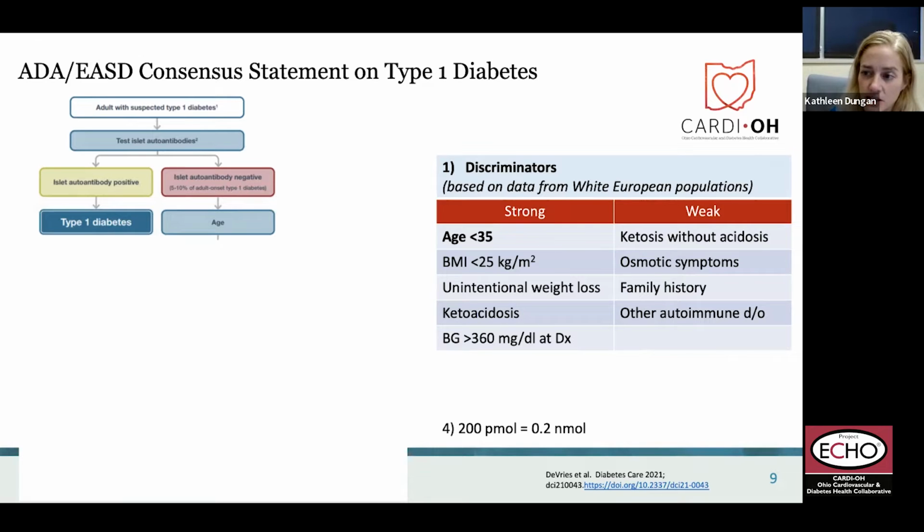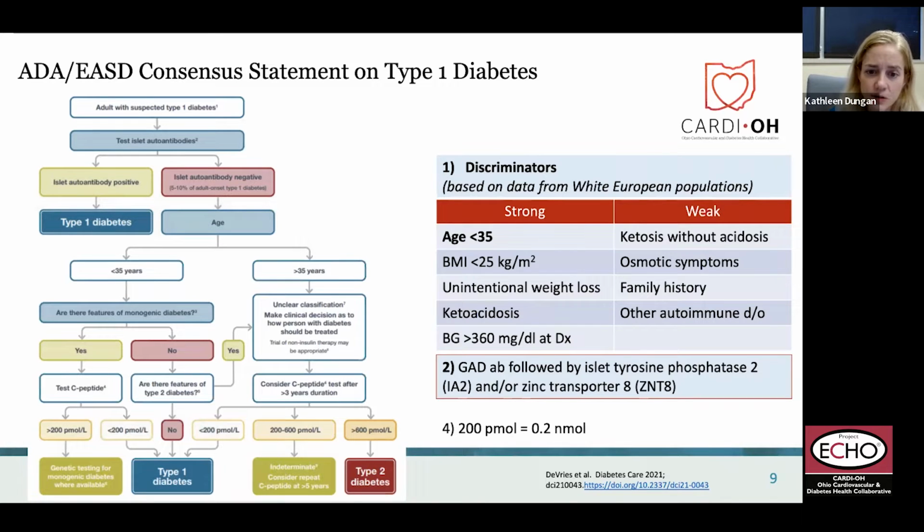If that's negative, then you can go on to test other autoantibodies. And if the antibody's positive, then you can stop there. That's type 1 diabetes. If it's normal or negative, then look at their age. Then if they're over 35, they really have an unclear classification. So you follow down that right hand pathway.